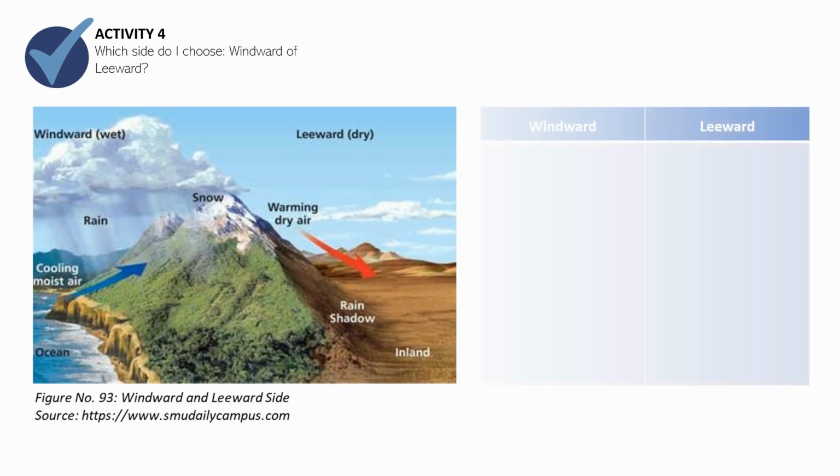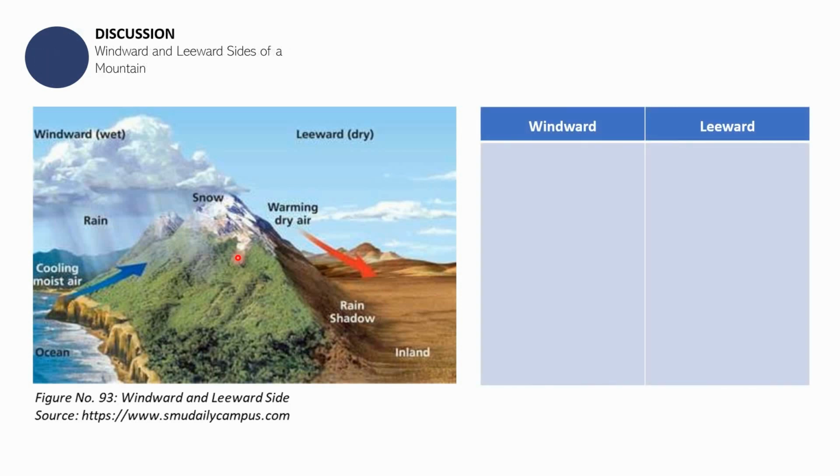Ayan, so let's now proceed to the second part, which is discussion. So before we proceed with this discussion, I would like you to get a piece of paper and a pencil. This is not an activity like a labeled activity, okay? Pero siguro based on what we talked about so far about windward and leeward sides, can you write their characteristics?